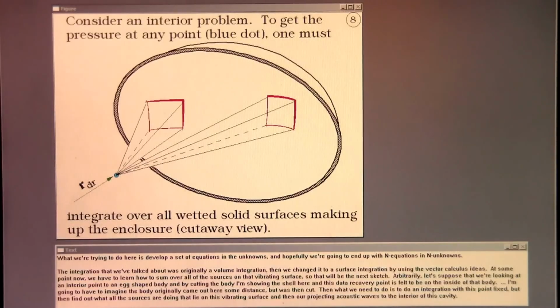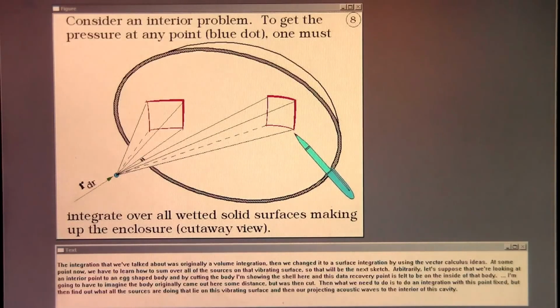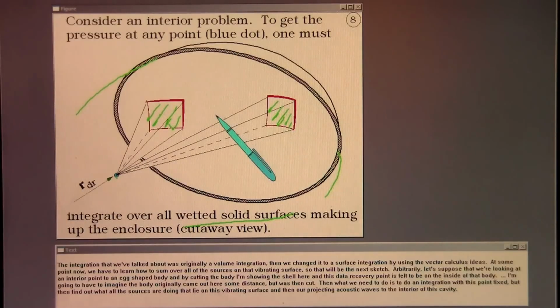Arbitrarily, let's suppose that we're looking at an interior point to an egg-shaped body, and by cutting the body I'm showing the shell here, and this data recovery point is on the inside of that body. I'm going to have to imagine the body originally came out here some distance but was then cut. Then what we need to do is an integration with this point fixed, but then find out what all the sources are doing that lie on this vibrating surface, and are projecting acoustic waves to the interior of this cavity.